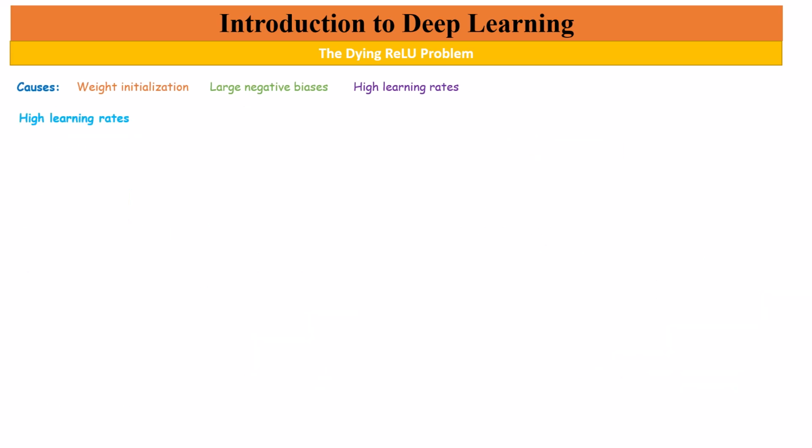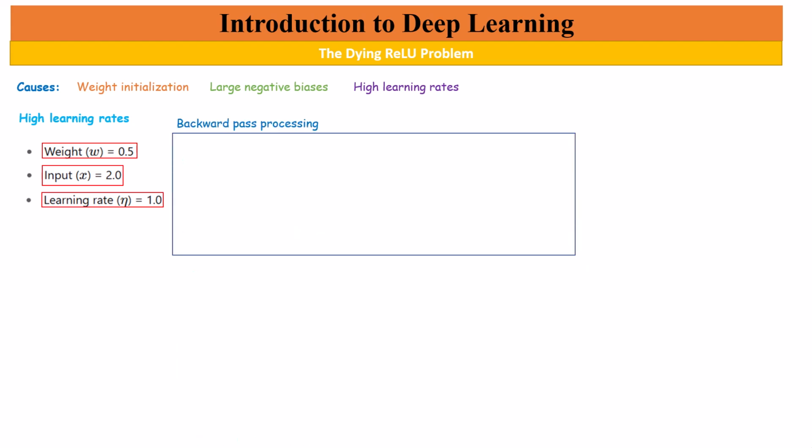High learning rates can lead to weights that are too negative, causing the neuron to consistently output 0. Here we illustrate how a high learning rate can lead to the Dying ReLU problem during backward pass. These are the assumed values. Weight W is 0.5, input X is 2 and learning rate is 1. We skip forward pass calculations and show computations performed during the backward pass to highlight the impact of learning rate on the Dying ReLU problem.